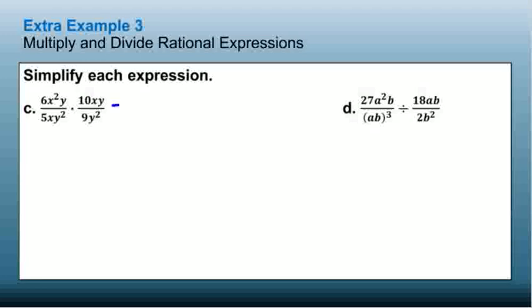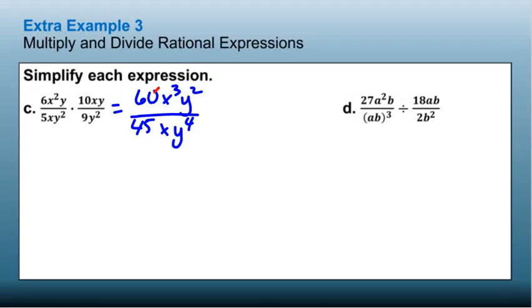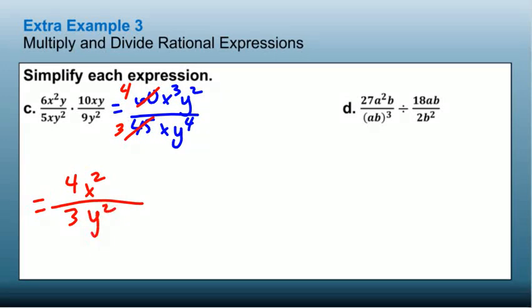Next, multiply these. This gives me 60x cubed y squared all over 45xy to the fourth. Simplify, I can divide top and bottom by 15. That would give me 4, not 5. 45 divided by 15 would give me 3. So right now I have 4 over 3, x squared on top here, and then y squared on the bottom there.